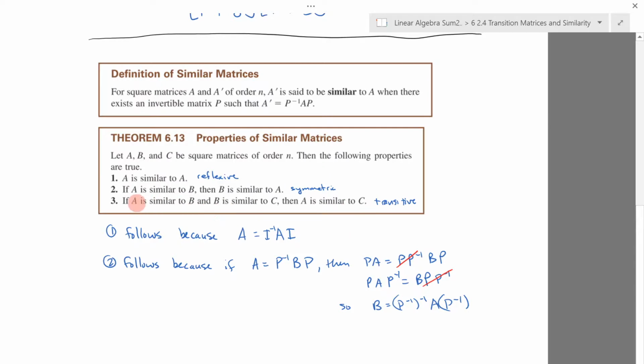property 3, you can try to prove it along similar lines. So if A is similar to B, then you have this relationship between A and B. If B is similar to C, then you have this relationship between B and C, and then you have to try to construct the relationship between A and C. I don't have any space left, so I'm not going to write it here, but you can try to figure out how to construct this yourself.